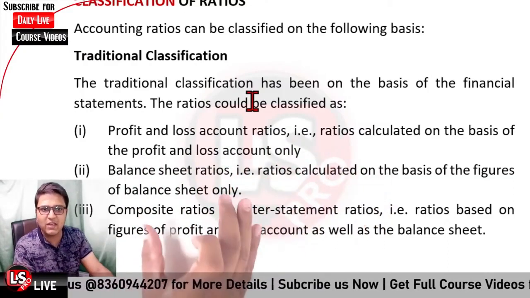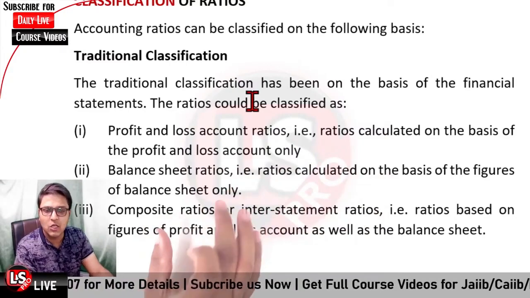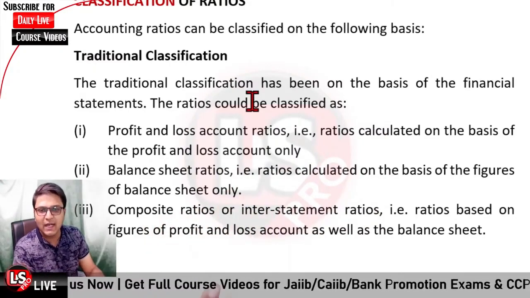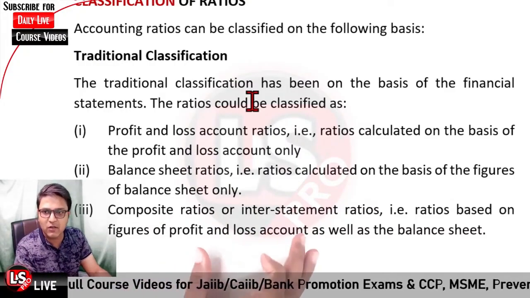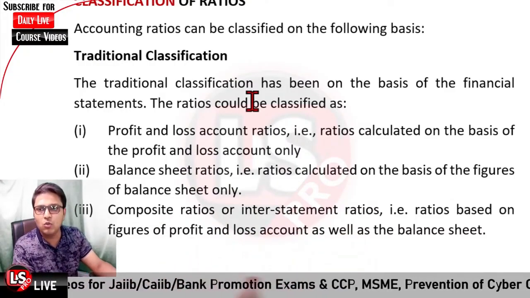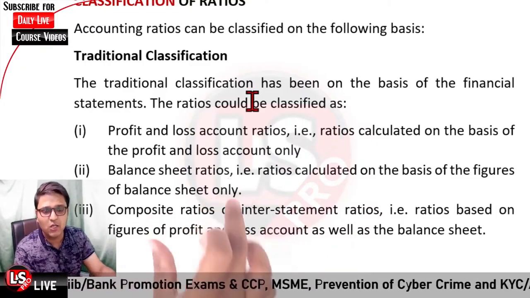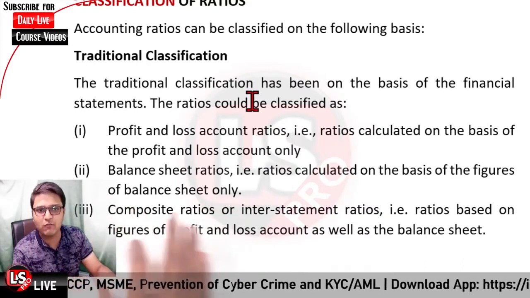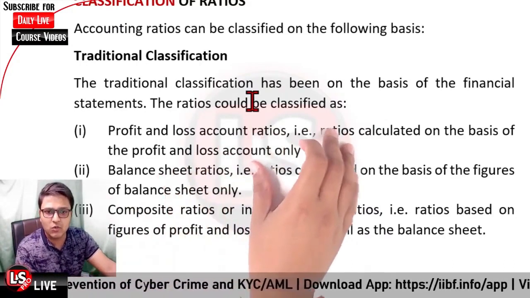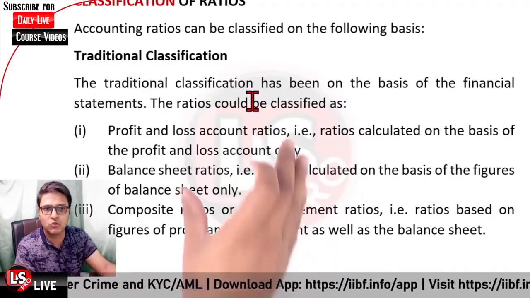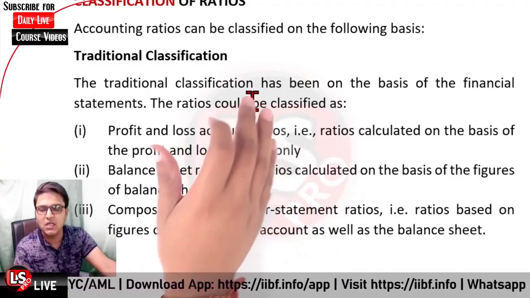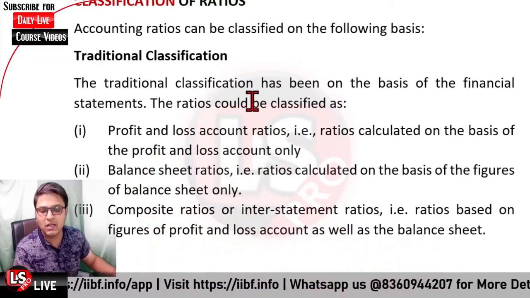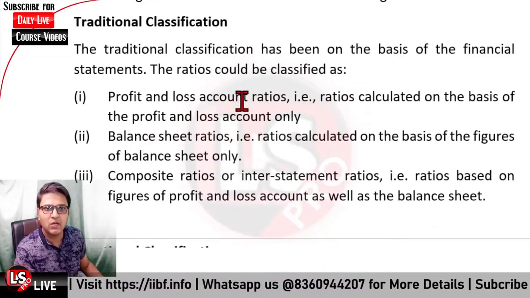Then there are the balance sheet ratios, where we are taking the figures only from the balance sheet. And further, there are composite ratios or interstatement ratios, where we are taking figures from two or more statements, not only from a single statement. Likewise, we take one figure from the balance sheet and the other figure from the profit and loss account. That is the composite ratio. So as per the traditional classification, there are profit and loss ratios, balance sheet ratios, and interstatement or composite ratios. Okay, so that is regarding the traditional classification.